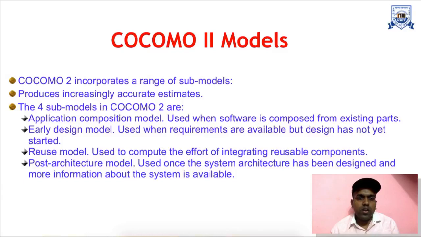then we use this submodel, that is, the application composition model. The early design model is used when we have the requirements. In this case, requirements are available, but we have not started design. So we can use this COCOMO 2 submodel, that is, the early design model.